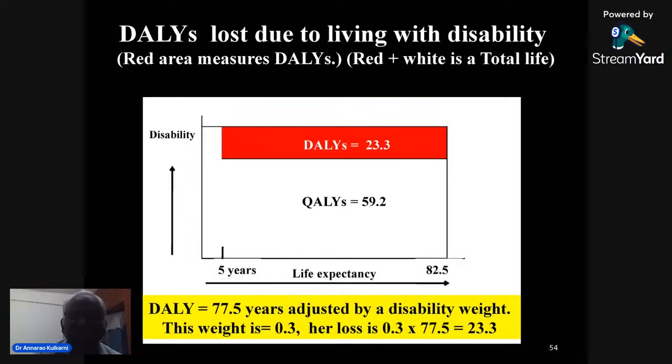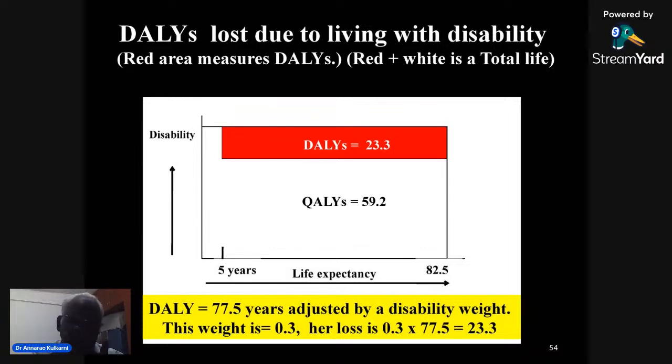But at the age of 5 years, he develops a disability and the disability score is 0.3. Now, how to score these disabilities is a different topic, and I will not be dealing with that. But there are readily available disability scores for different health conditions and different disabilities. So in this example, we will take 0.3 as the disability. So here he lives for 77.5 years with a disability, because for the first 5 years he was perfectly healthy, and the disability weight is 0.3.